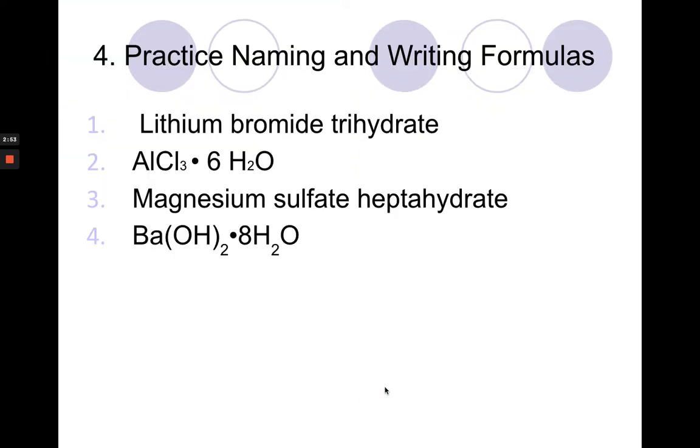So let's practice naming and writing formulas. For 1 and 3, you'll look at the name and write the formula, and for 2 and 4, you'll look at the formula and write the name. So you may want to pause the video and see if you can fill that in, and then you can check yourself. So pause now, because I'm about to go on.